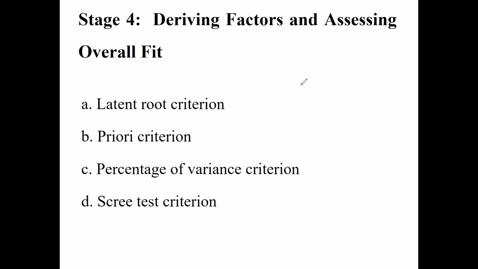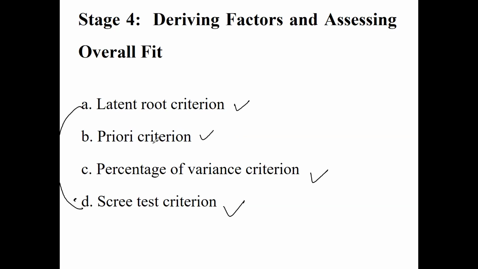One is latent root criteria, the driving factors: how many factors should we retain? What is the criteria? If I am taking 50 questions, then how many factors should I retain from that data? So there are some criteria: latent root criteria, a priori criteria, percentage of variance, and scree test criteria. The latent root criteria and scree test criteria are the same.